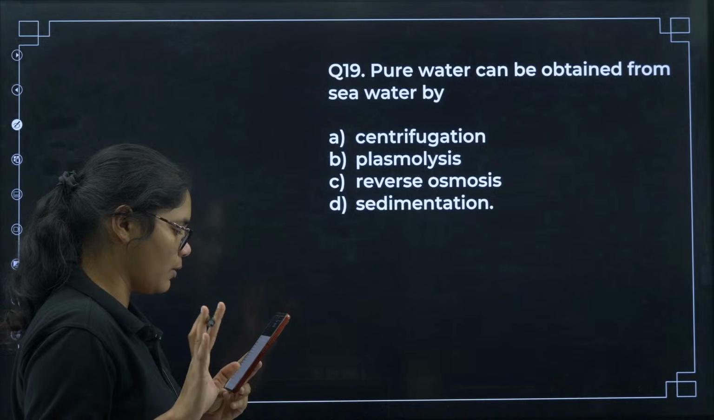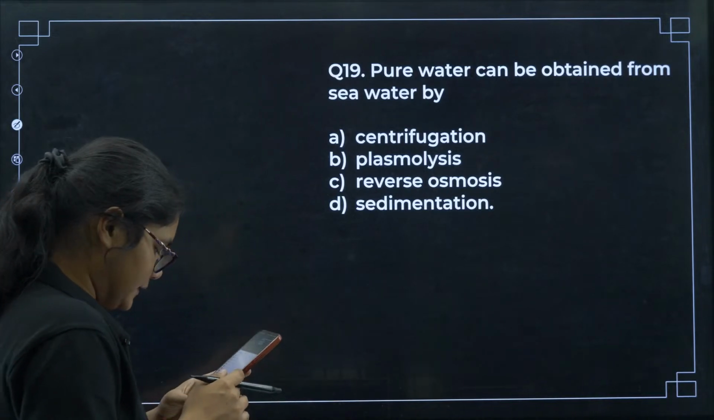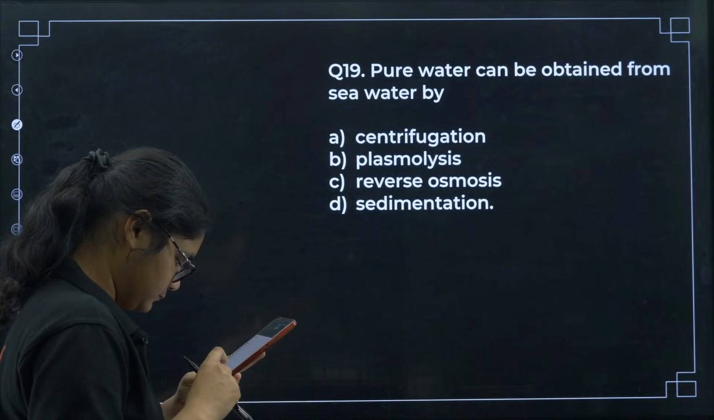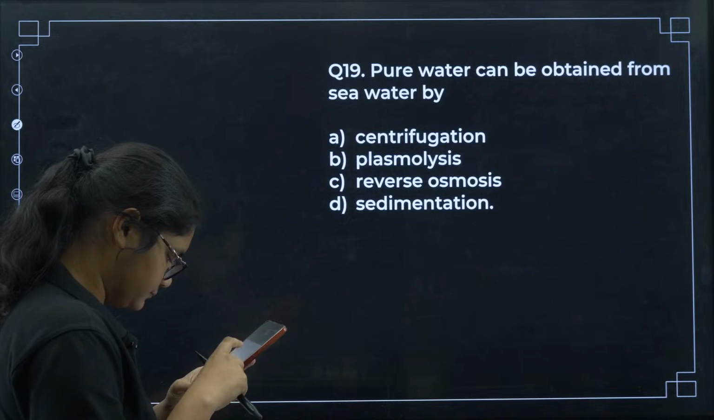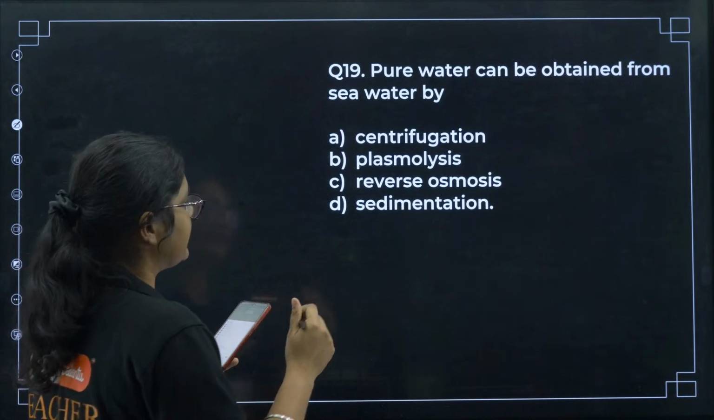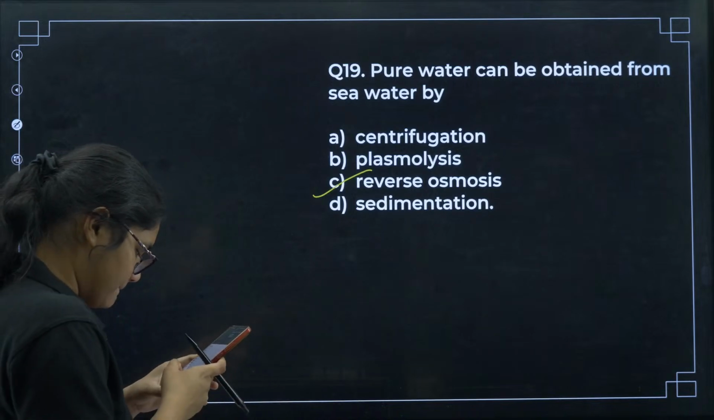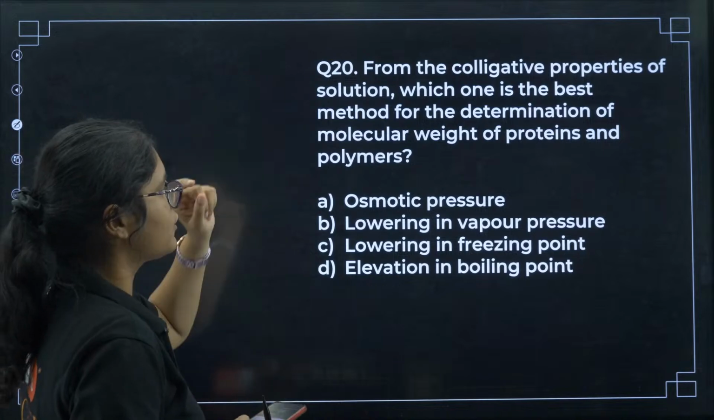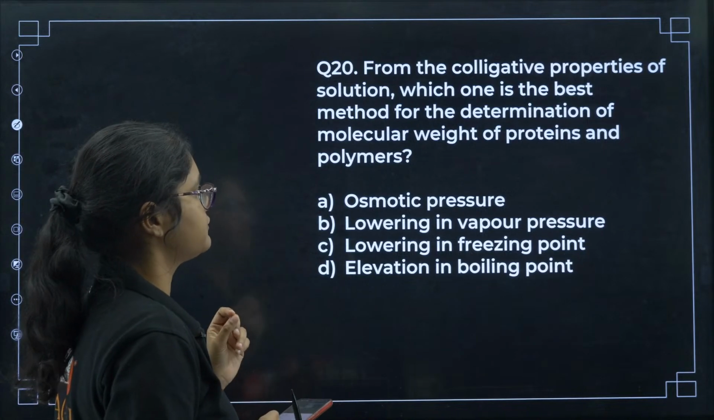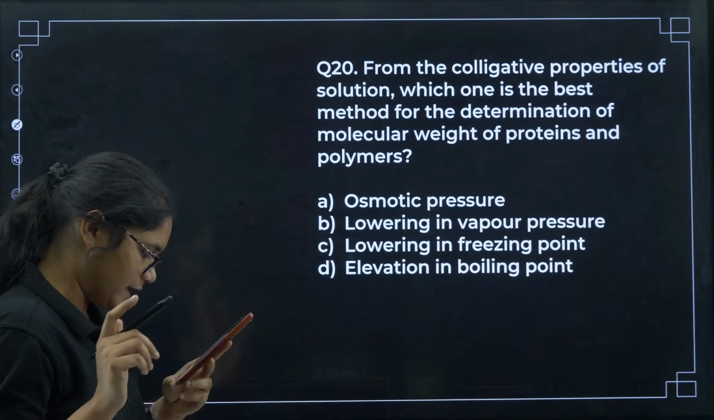Pure water can be obtained from sea water by. Yes, 19th, C is the correct answer, reverse osmosis. Okay, so Duart has a question here. From the colligative properties of the solution, which one is the best method for the determination of molecular weight?